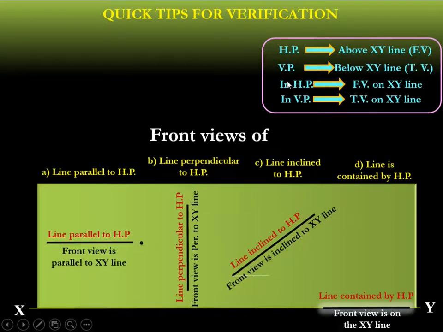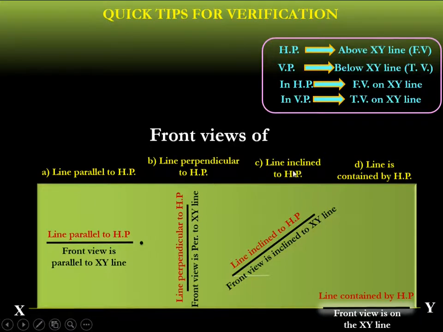Whenever the straight line is contained by horizontal plane, the front view is obtained on the XY line itself. Whenever the line is contained by vertical plane, the top view is obtained on the XY line itself. From this diagram we can understand that whenever a straight line is parallel to horizontal plane, its front view will be obtained above the XY line and it will also be parallel to XY line. Whenever the straight line is perpendicular to the horizontal plane, its front view is obtained above the XY line and it is also perpendicular to the XY line.